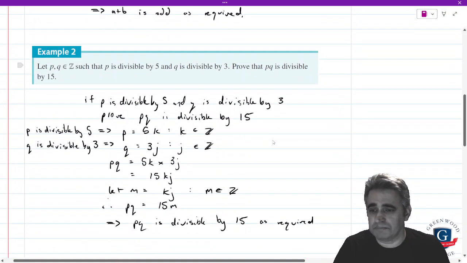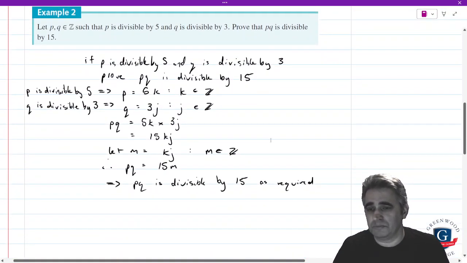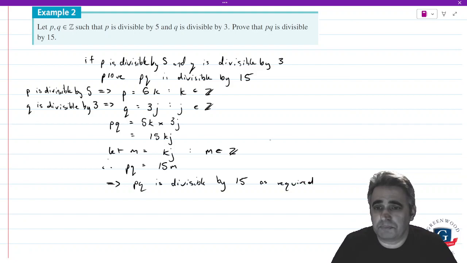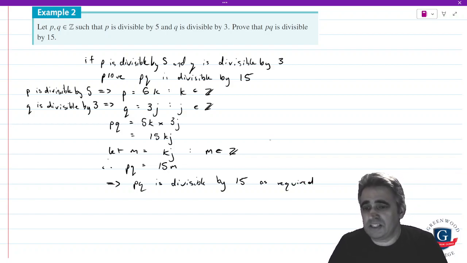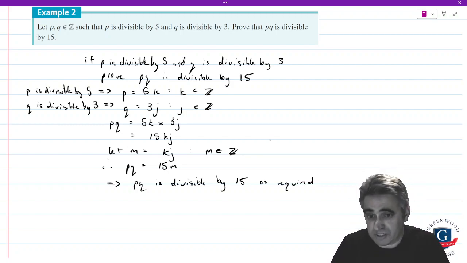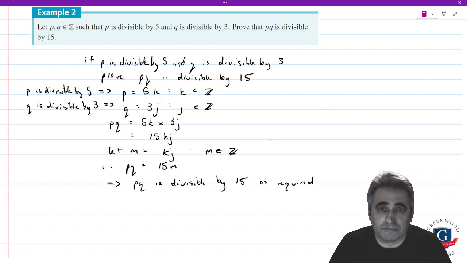So here's the second one. Let p and q be members of the integer set such that p is divisible by 5 and q is divisible by 3. Prove that pq is divisible by 15. Well, we start with a statement. If p is divisible by 5 and q is divisible by 3, prove pq is divisible by 15. So if p is divisible by 5, that implies that p is equal to 5k, because 5 times some integer will be divisible by 5, by definition. And the same with q.